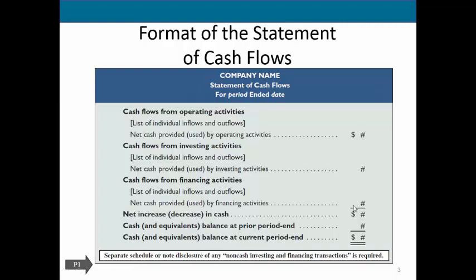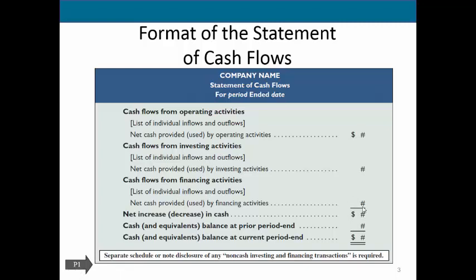Then what we want to do is take this net change in cash and make sure that it proves the difference between the cash we began the period with and what we ended the period with. If this amount here, the change in cash from our statement of cash flows, does not explain the change in the balance of our cash account over the year, that means we've probably missed something or done something incorrect. So this is a good way to check your work.